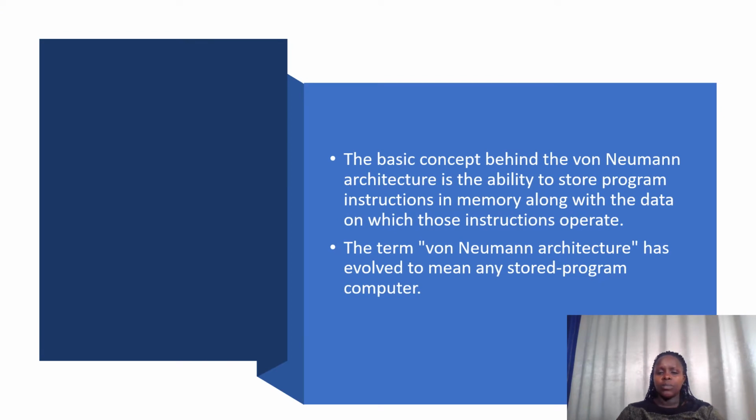The basic concept behind the von Neumann architecture is the ability to store program instructions in memory along with the data on which those instructions operate. The term von Neumann architecture has evolved to mean any stored program computer. This simply means that a computer which has the ability to have the program stored on it along with data is called von Neumann architecture.